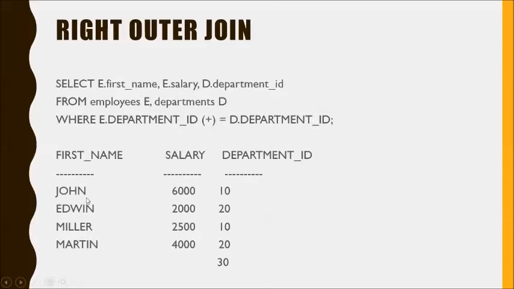So we have John 6,010, Edwin 2,020, Miller 2,510, Martin 4,020, and then there are null values here for department ID 30.